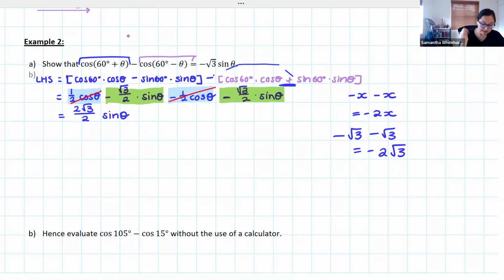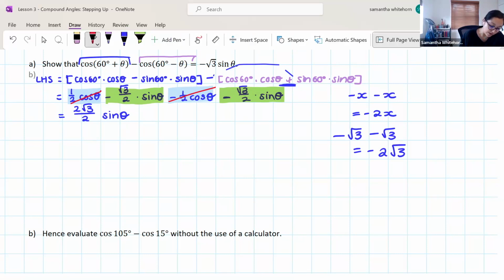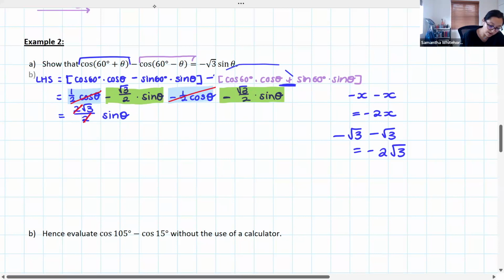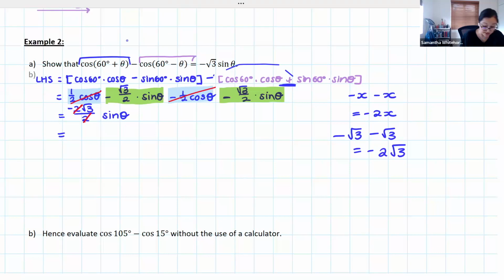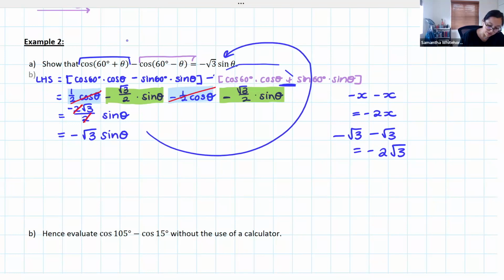Now, if you look at this fraction, the 2 and the 2 can actually divide away. So 2 divided by 2 is 1. And so what you're actually left with here, or maybe I should keep the negative, is negative root 3 sine theta. Now, if you have a look, that's exactly what we wanted to prove. And so we have proved that the left-hand side is equal to the right-hand side. So essentially, we've shown that it is equal.